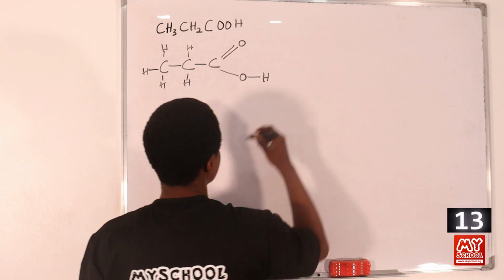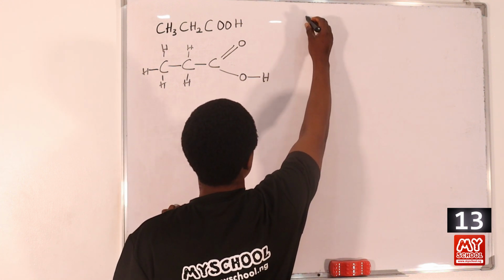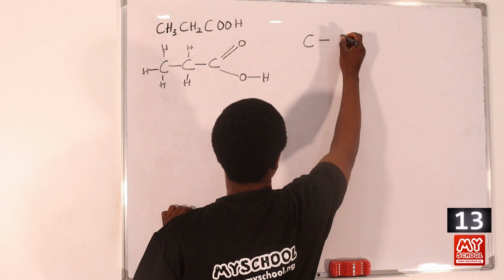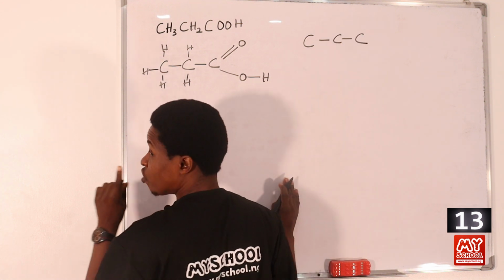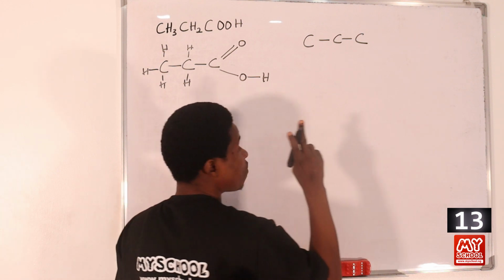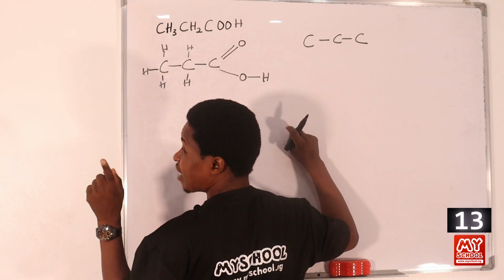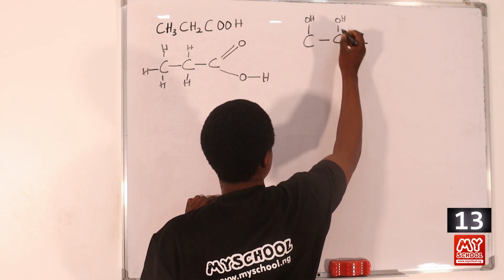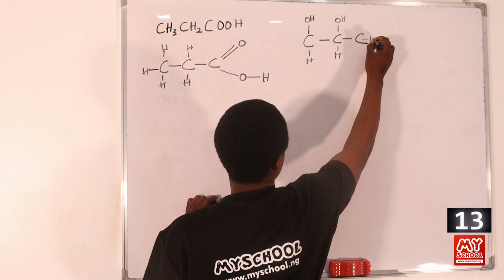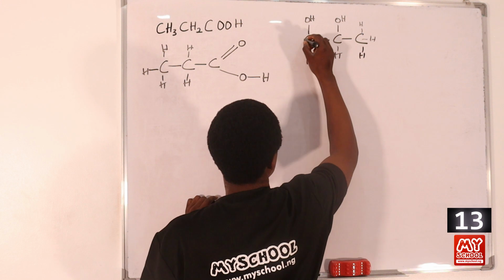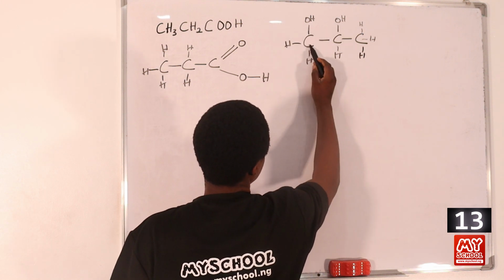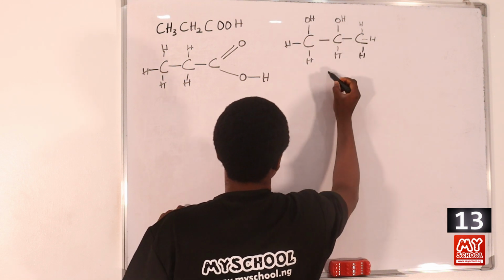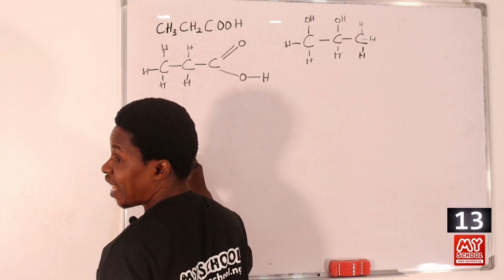Then we have propan-1,2-diol. Propan-1,2-diol means we have 3 carbon atoms, 1, 2, 3, propan, okay, 1,2-diol. So that means we have 2 OH groups on carbon 1 and carbon 2. So that means we have hydrogen here, hydrogen, hydrogen, hydrogen here, then 1, 2, then we have hydrogen here. So this is propan-1,2-diol. So option B says propanal and propanone.